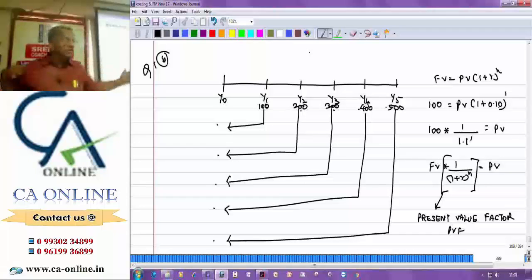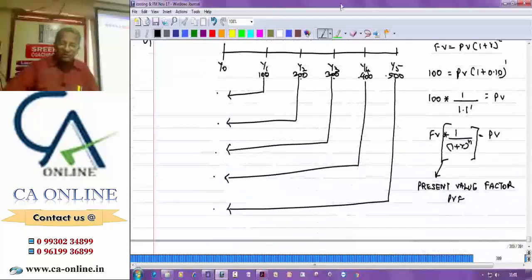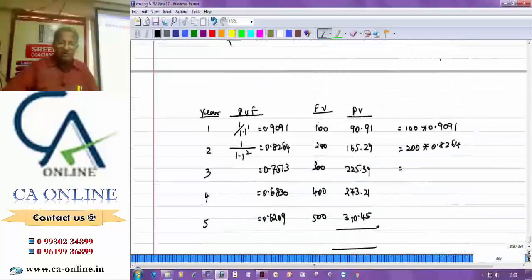The longer the distance from future value to present value, the lesser the value you will assign. You look at the number which was 500. What is the value that you brought it to today? 310. Whereas for 100 rupees you brought it to 90 rupees and 91 paisa. So for 500 it is only 310. So the longer the distance of the cash flow, the lesser the value you can take as present value.